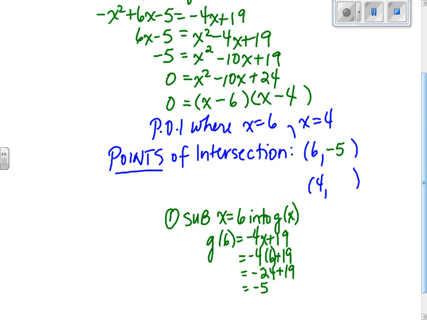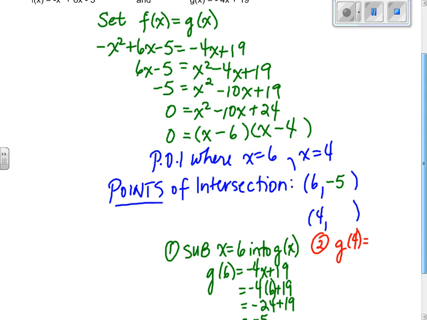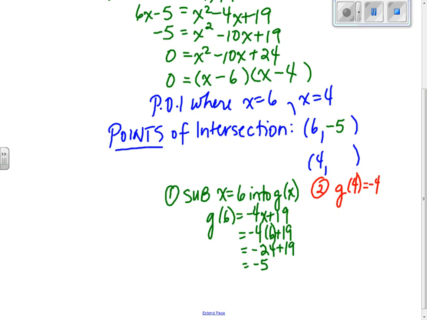For my second point of intersection, I need to find either g or f at 4. I'm choosing g because it's just simpler to work with a linear equation than a quadratic. Minus 4x plus 19. Solve for that. Minus 16 plus 19 is 3. So my y value for my other point is 3. I have 2 points of intersection.